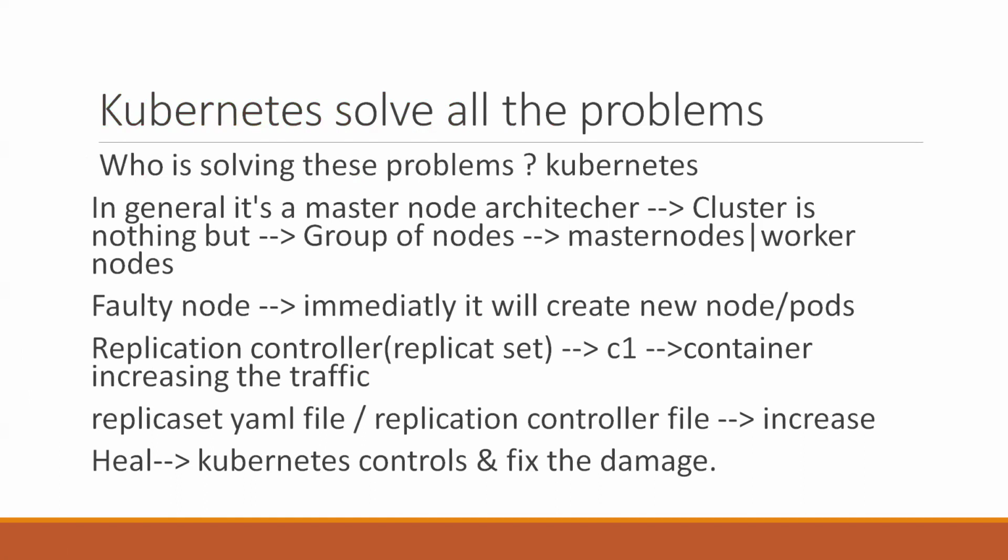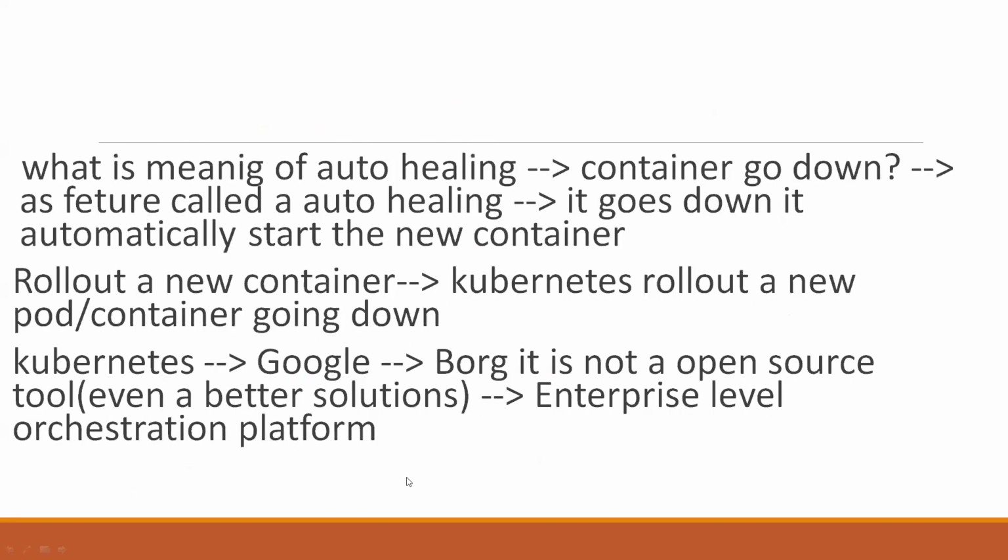A cluster is nothing but a group of nodes: master nodes and worker nodes. For a faulty node, Kubernetes immediately creates new nodes or pods. The replication controller is nothing but a replica set. When the traffic on the containers increases, the replicas in the replication controller YAML file increase. Kubernetes fixes the damage. What is the meaning of auto healing? When a container goes down, the auto healing feature automatically starts a new container. Kubernetes rolls out a new pod when a container goes down.